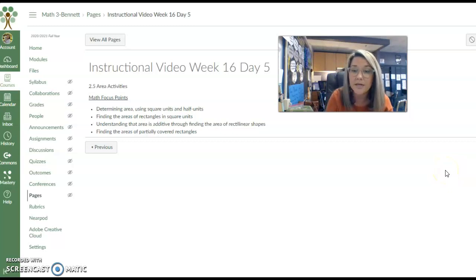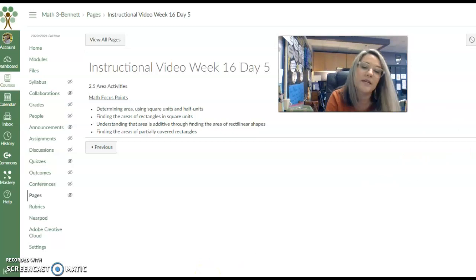So remember when we did our tetromino puzzles and we had some square units that were half or partial. So we're going to be using that experience today again. We're going to be finding the areas of rectangles in square units. We're going to be understanding that area is additive through finding the area of rectilinear shapes. So we will be doing that in just a moment. We're also going to be finding the areas of partially covered rectangles. So you're going to be seeing partially covered rectangles in your workbook pages today. All right, so let's start off.